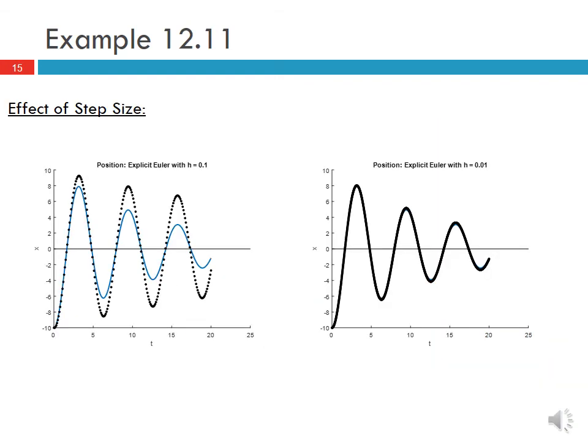So we can see the effect of the step size. If we decrease the step size, we get a much better approximation of the exact solution. Here we're using a step size of h equal to 0.1, and here we're using a step size of h equal to 0.01. And you can see that we're almost overlapping the exact solution.